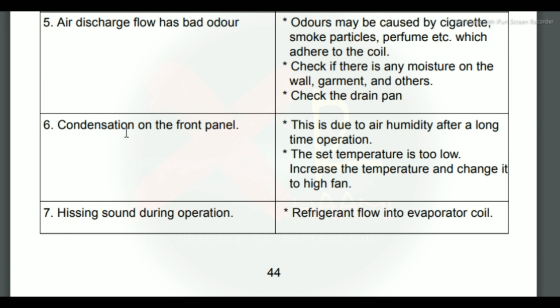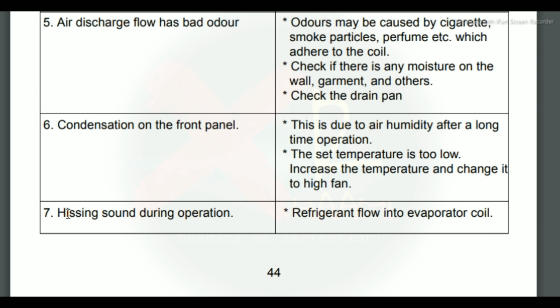And the 6th one is condensation on the front panel. This is due to air humidity after a long time of operation. What you can do: the set temperature may be too low, which is also a reason. So increase the temperature of your air conditioner and change it to high fan. Run your air conditioner on high fan for up to half an hour, and it will be good.